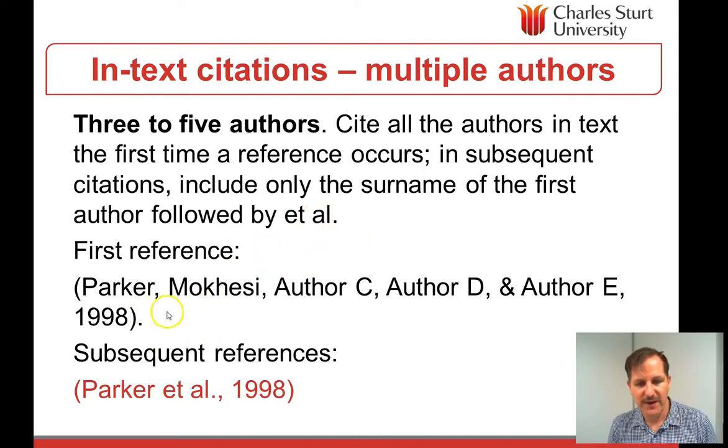So the first reference in a text would be Parker, Mokhesi, author C, author D, author E, 1998. There are five authors that wrote this first reference in 1998. If you want to cite that reference again, you just go Parker et al. 1998, so Parker and others 1998. It's not unusual in an essay or a report to cite the same author four or five different times, because you may be using different passages of their article, or even different articles that they've written at different times.